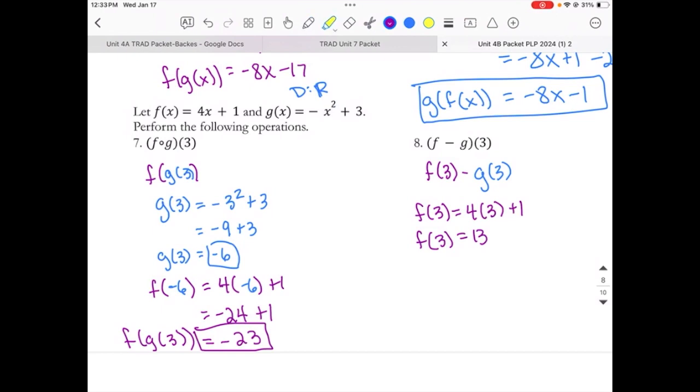And then if you remember over here, we already found G of 3. We don't have to find it again. So F of 3 minus G of 3 is going to equal 13 minus negative 6, which is equal to 19.